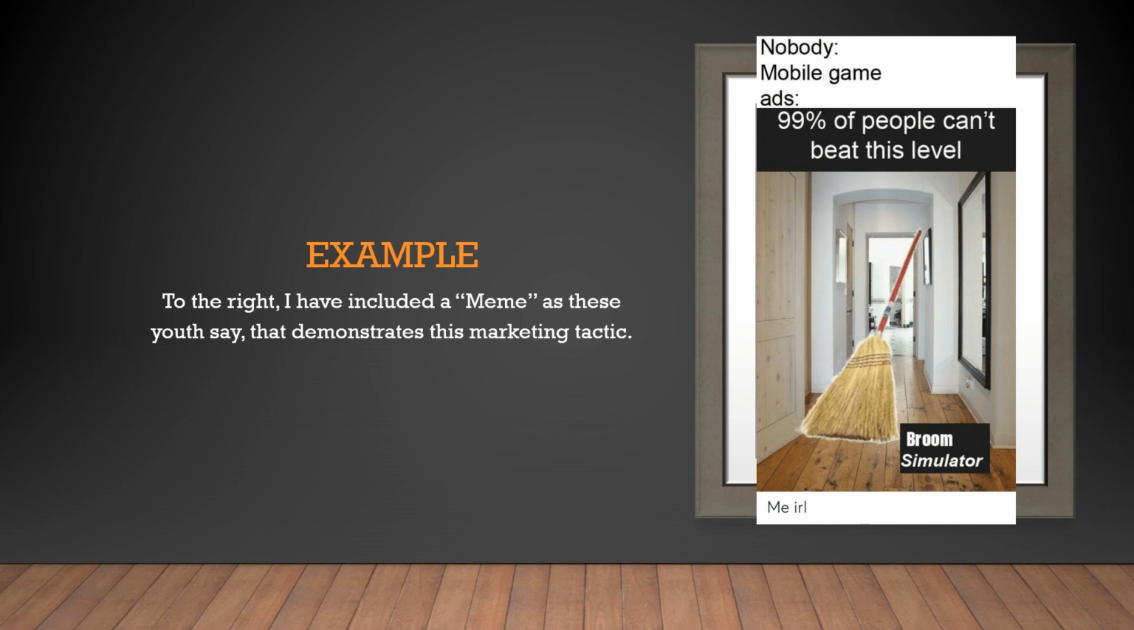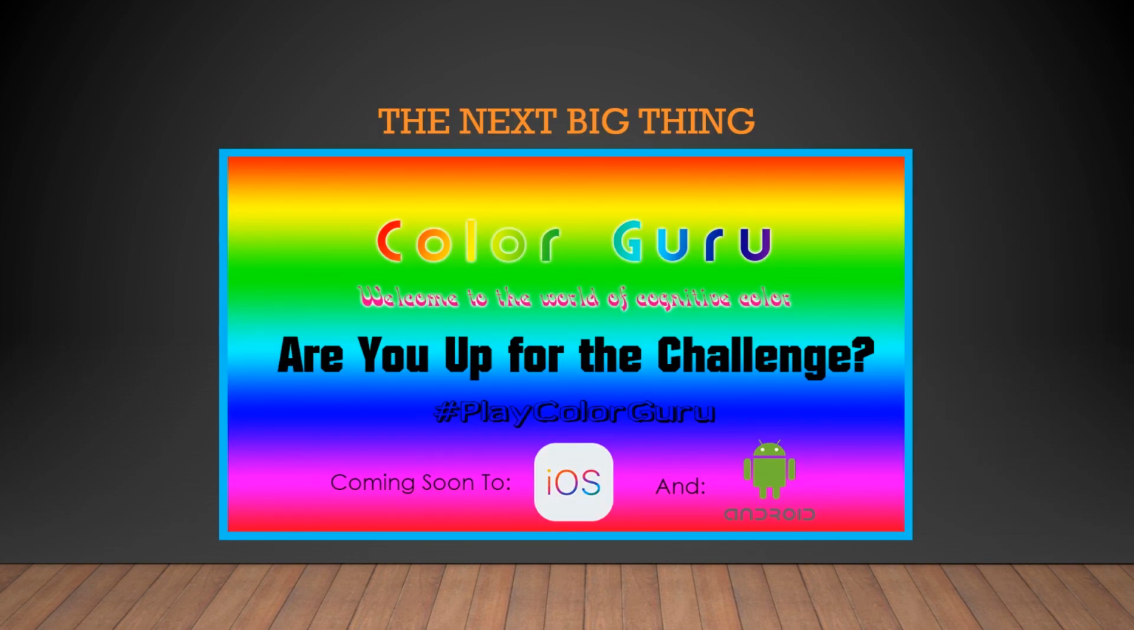On the right side, I have a meme attached, as these youths say, that sort of demonstrates this type of advertising. So you can see here, it says 99% of people can't beat this level. And then you have a screenshot of the game or a video of someone playing the game. And so this really gets people thinking that they can but they really want to prove it to themselves. And download rates through companies that have been using this tactic are absolutely through the roof. So this is what we're going to be going with, and it's going to be great.